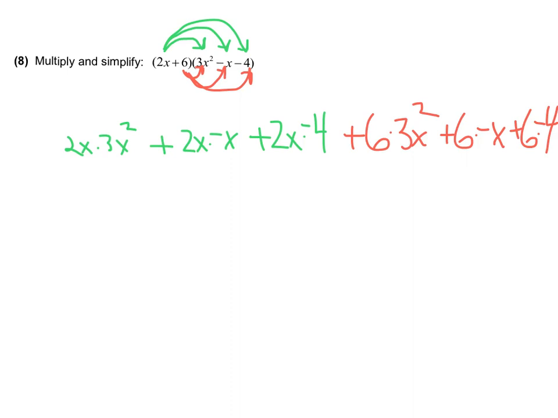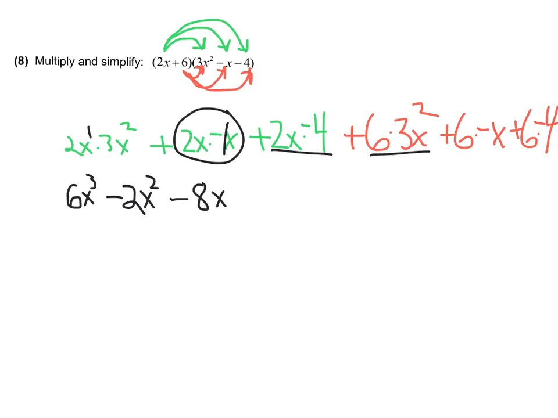Now we'll multiply. So we have in our first term 2x times 3x squared. I have 2 times 3 is 6. X to the 1 plus 2 is x to the 3. Second term, I have a 2x times negative 1x, so 2 times negative 1 is negative 2, and I have 2 x's, so x squared. Next term, I have a 2 times negative 4, it's negative 8, and then we have an x there. Next term is 18 because of 6 times 3, so plus 18x squared. And then 6 times negative x is just negative 6x, and then minus 24 because 6 times negative 4 is negative 24.